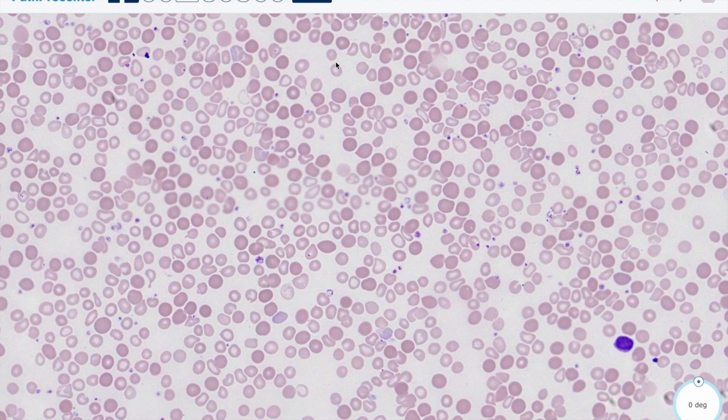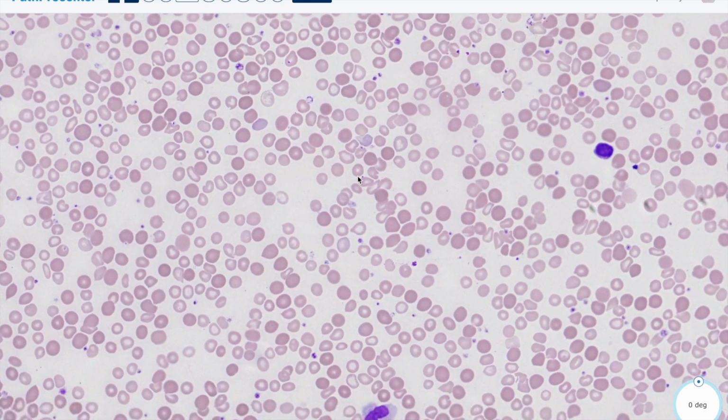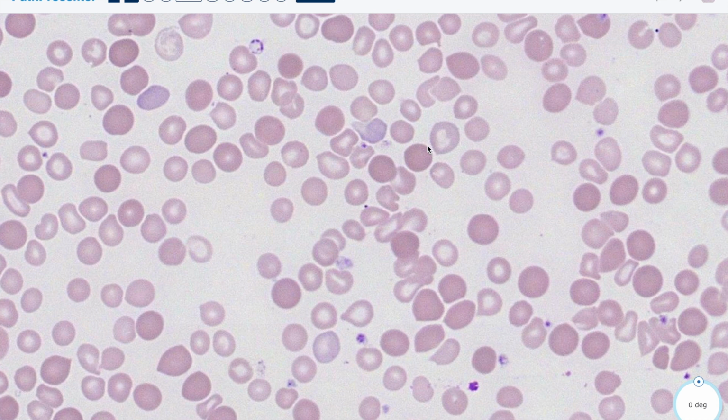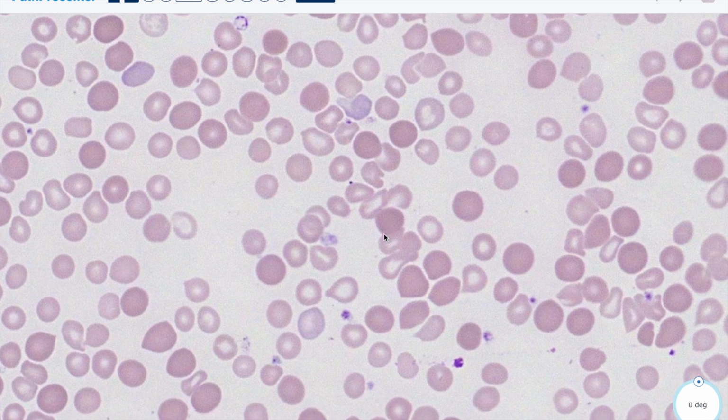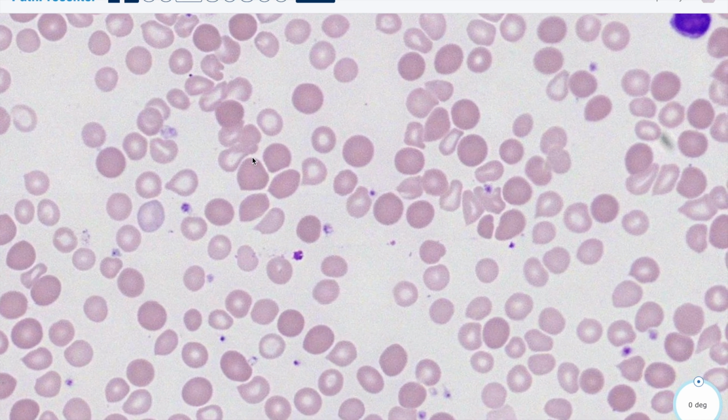So quick review, just some take-home points. You're going to have these red blood cells lacking the central pallor, and the most common mutations are ankyrin, band 3, and alpha spectrin. You're going to have an elevated MCHC, you can have jaundice, elevated bilirubin, and reticulocytosis, and that's hereditary spherocytosis.